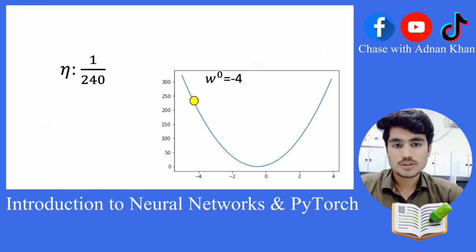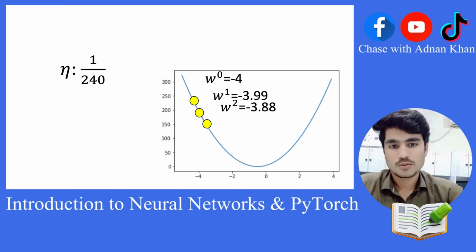Sometimes we can set the learning rate too small. Let's see what happens when we set the learning rate to 1/240. For every iteration, the value of the parameter hardly changes. In this case, it will take a lot of iterations to reach the minimum value. We will learn how to select the learning rate.